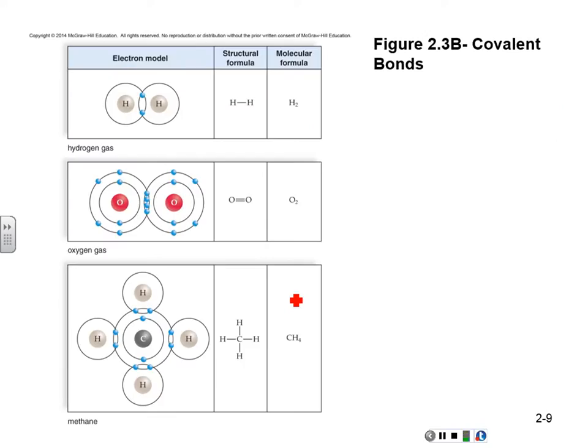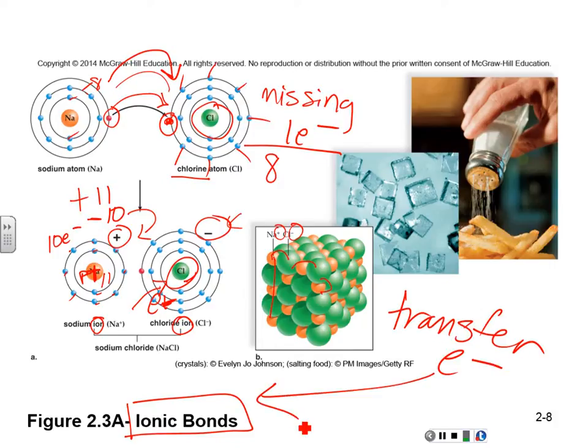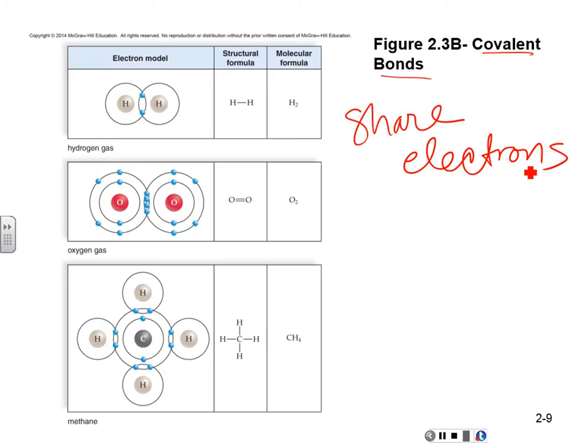So here's an example of covalent bonds. This was an example of ionic bonds. If I transfer an electron, I'm an ionic bond. Covalent bonds share electrons. So this hydrogen is positive on the inside, and it has 1 electron and 1 electron. But remember, this first shell wants 2 electrons. That's what it wants. If they share those 2 electrons, then they both have 2.